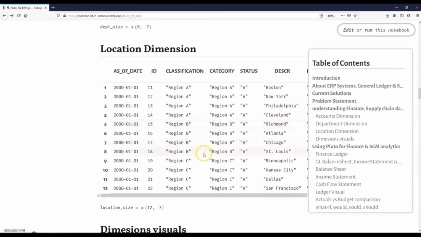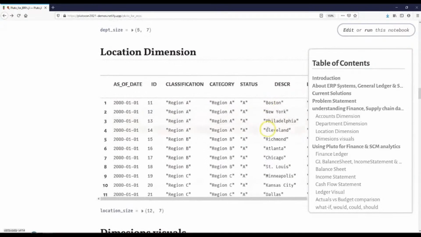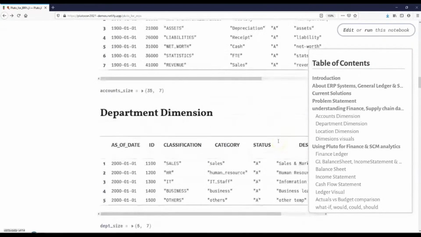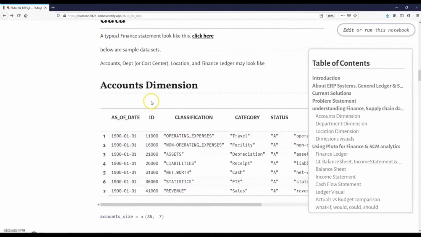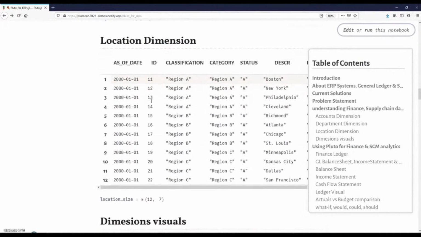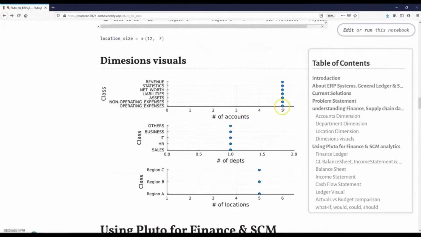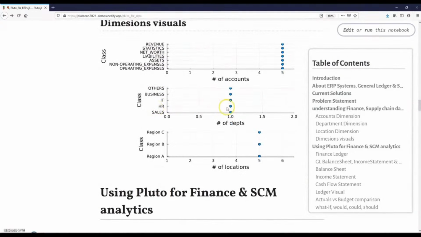But let's pretend that I have created 12 different city-based locations. So just as an example, you have an accounts dimension here, a department dimension here, and a location dimension here. This is a visual showing you that I have 5 accounts for each classification, 5 departments for this, and 5 locations per region.